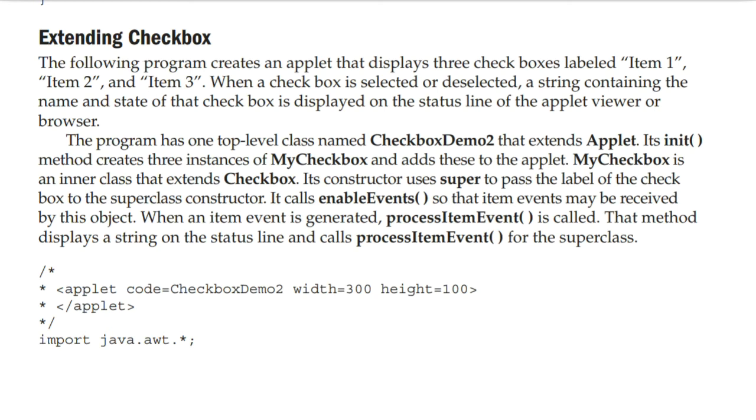MyCheckbox is an inner class that extends Checkbox. Its constructor uses super to pass the label of the checkbox to the superclass constructor. It calls enableEvents so that item events may be received by the object. When an item event is generated, processItemEvent is called. That method displays a string on the status line and calls processItemEvent for the superclass.